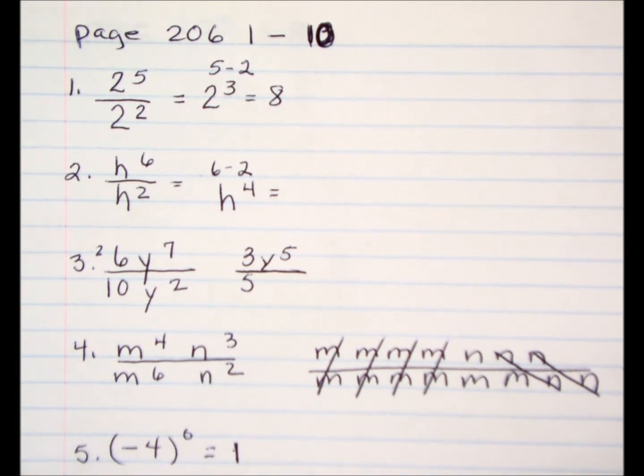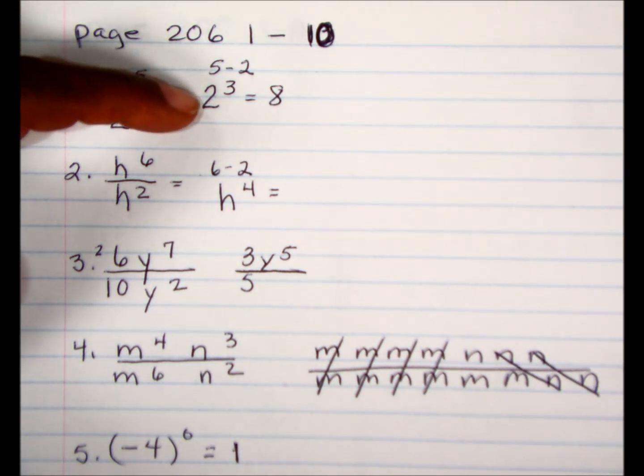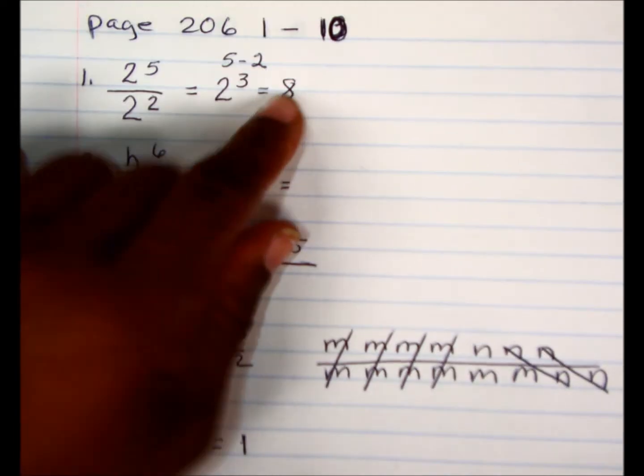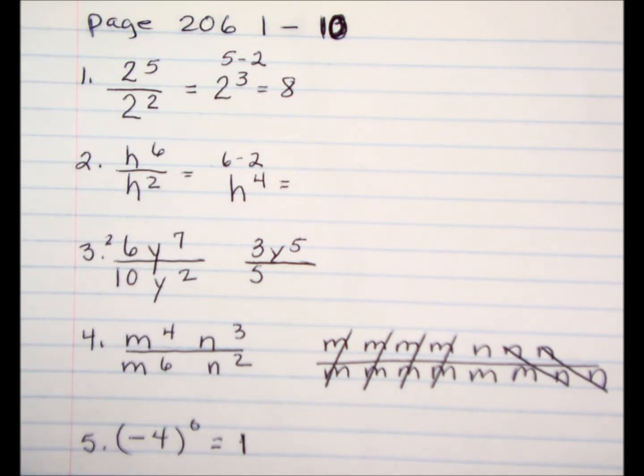Okay, so now we're looking at page 206, 1 through 10. And the first one is 2 to the 5th power divided by 2 squared. So it'd be 5 minus 2, and it would equal 2 to the 3rd power. Now, if it is an exponent that you can work out, 2 times 2 times 2 is 8, they expect you to go ahead and write 8 there.